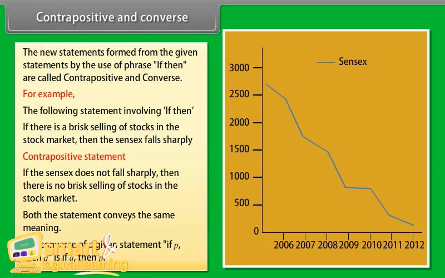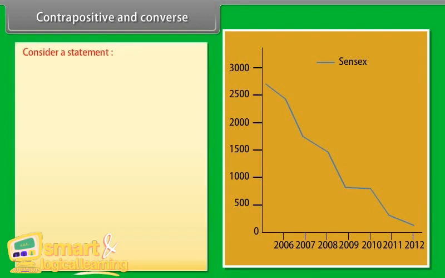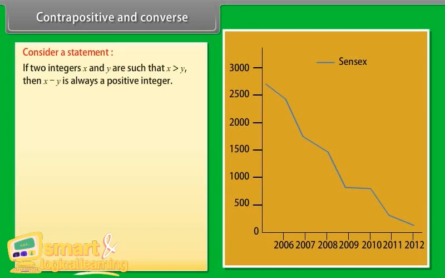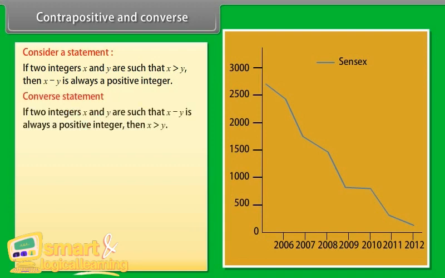Both the statements convey the same meaning. The converse of a given statement, if P then Q, is if Q then P. Consider a statement: if two integers x and y are such that x greater than y, then x minus y is always a positive integer. The converse of this statement is: if two integers x and y are such that x minus y is always a positive integer, then x greater than y.